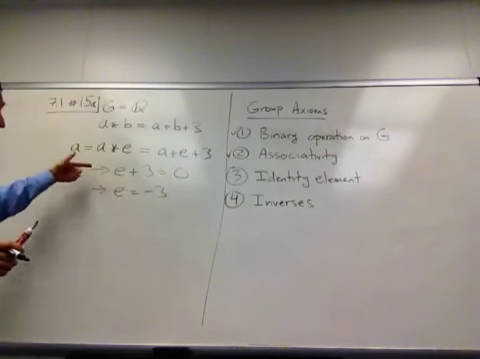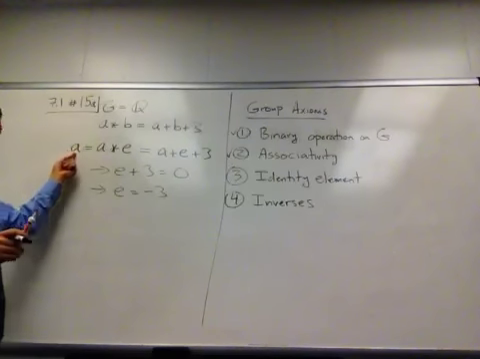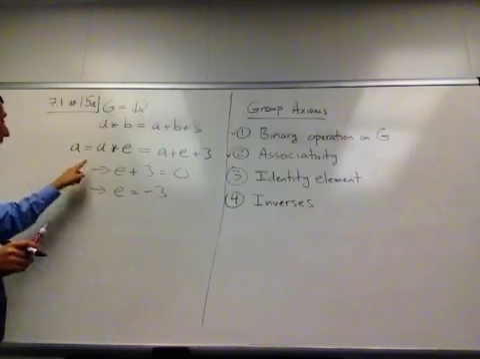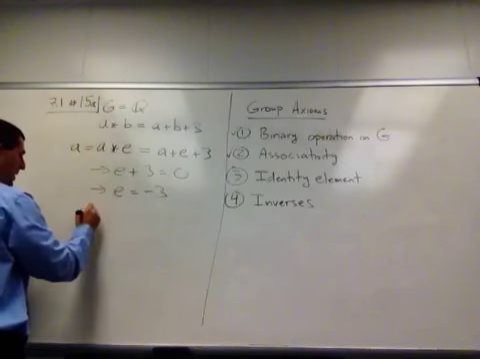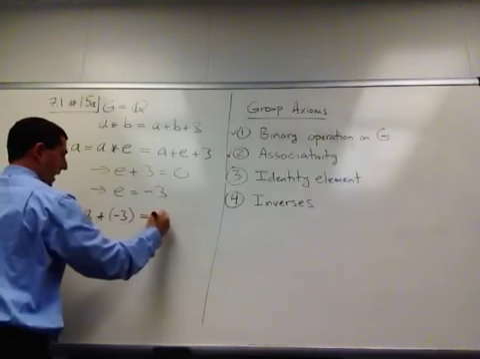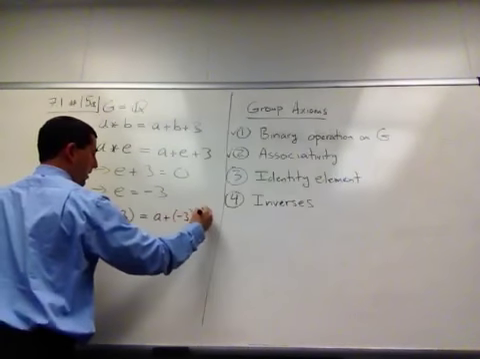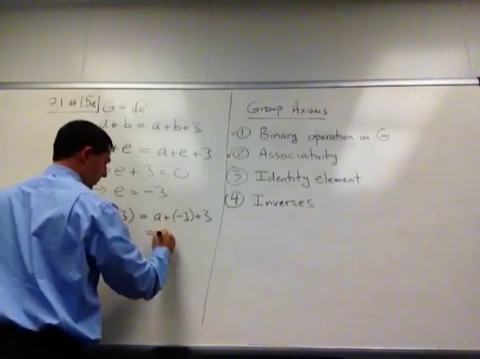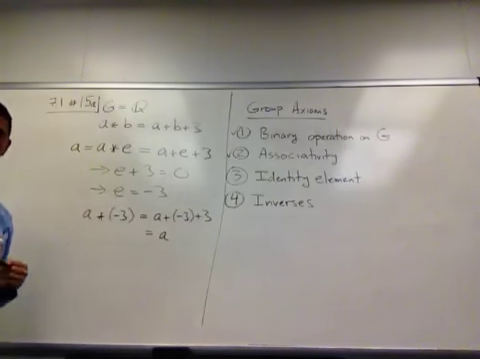And of course, reasoning backward, it must be the identity element because we took A arbitrarily. If we compose A with negative 3, A star negative 3, we're always going to get A plus negative 3 plus 3, which is equal to A. So negative 3 really is our identity element.